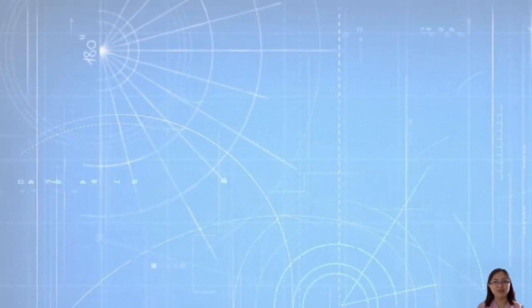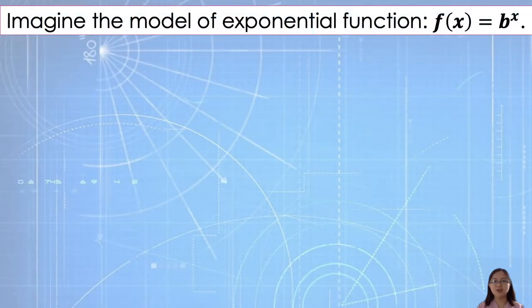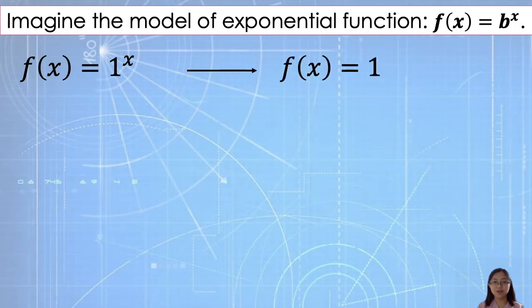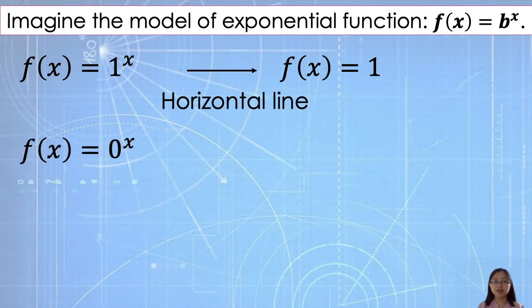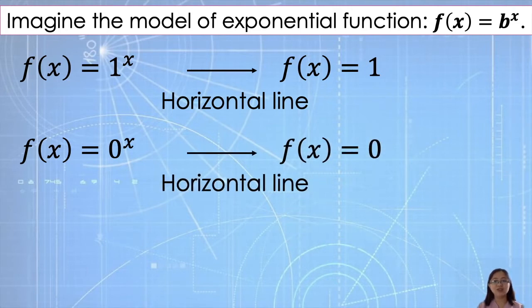That is the reason why the base of an exponential function cannot be negative. Now let's imagine the model of exponential function f of x is equal to b to the x. What if I have f of x is equal to 1 to the x? We're just going to get f of x is equal to 1, which will result in a horizontal line. And for f of x is equal to 0 to the x, same thing.